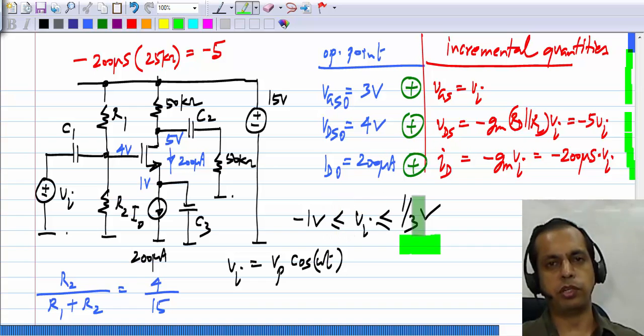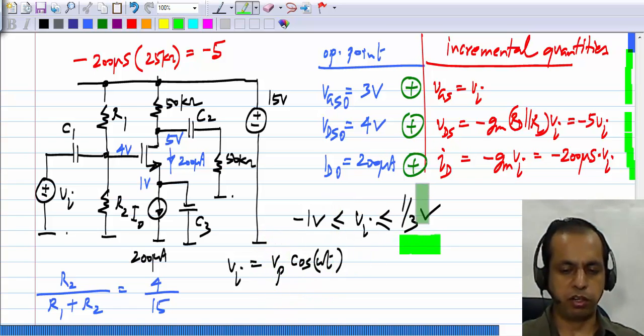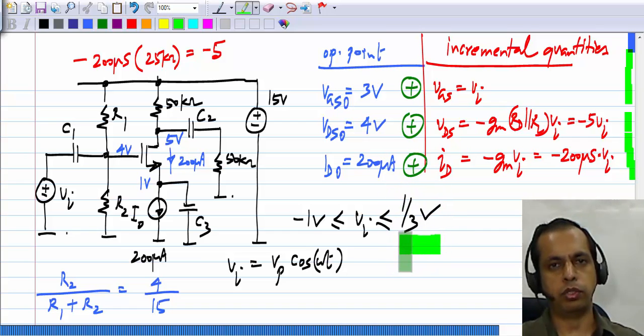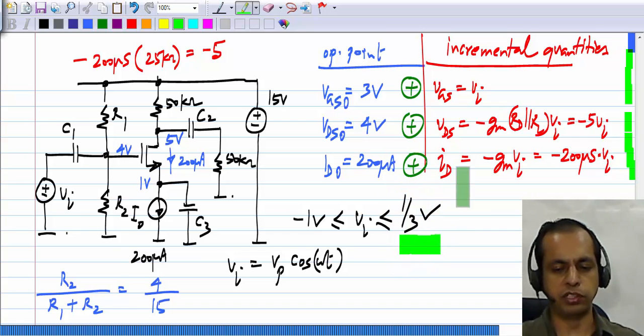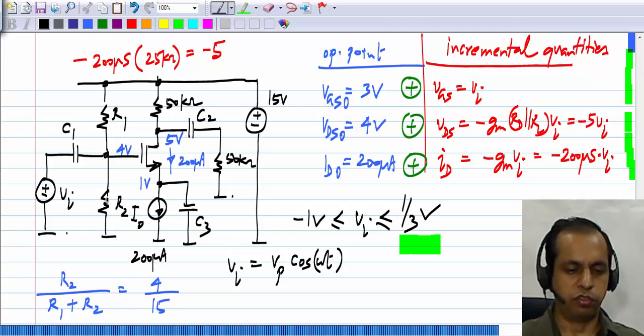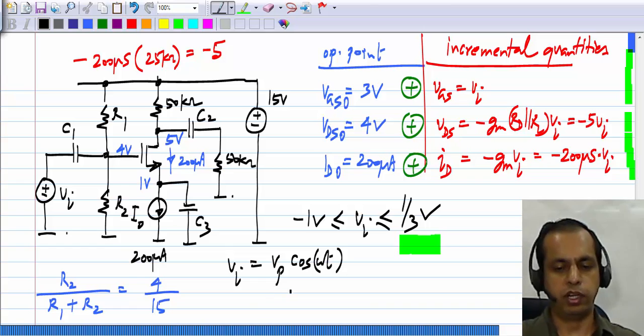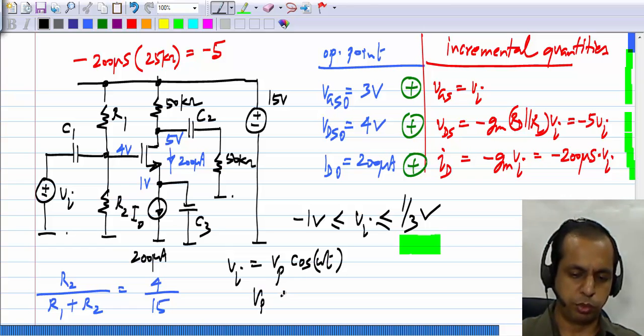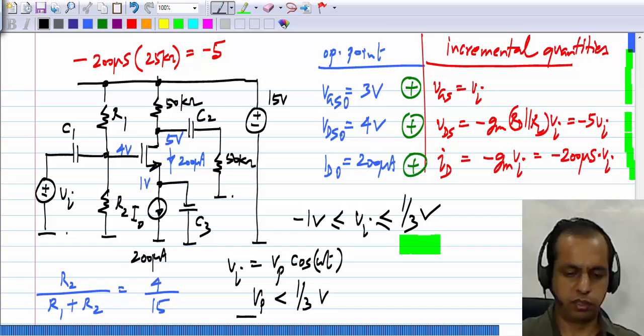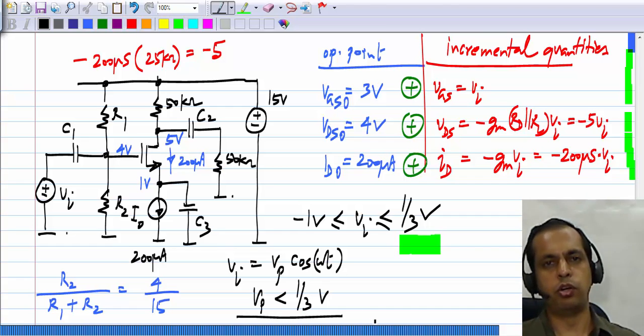The smaller of these two limits will decide the amplitude of the sinusoid that can be applied, and in this particular circuit, it's the limit due to the transistor entering triode region that limits the signal swing. So for it to behave like an amplifier, and we'll say that for it to behave like a linear amplifier, Vp has to be smaller than 1/3 volts. So I hope this is clear.